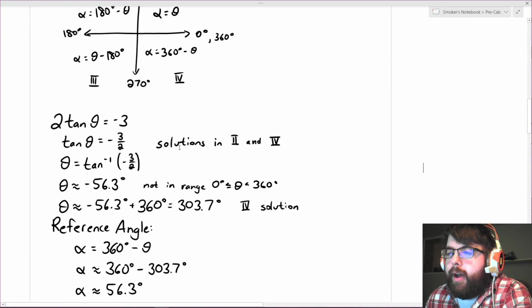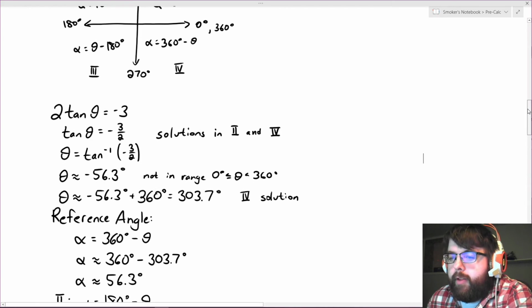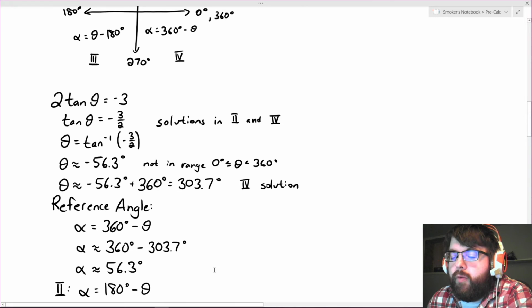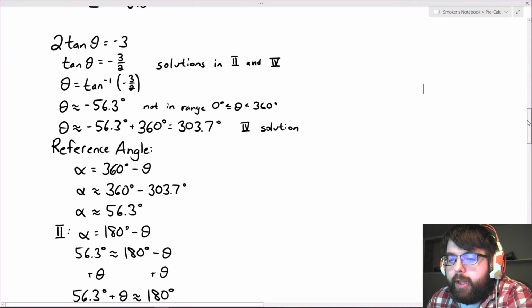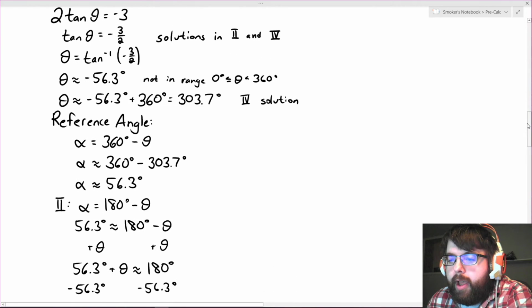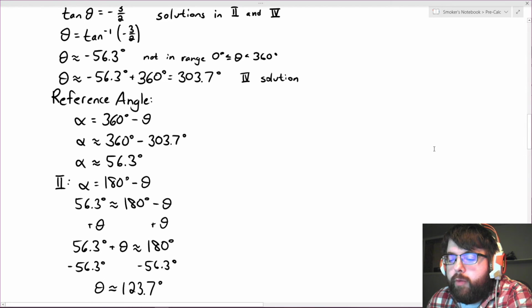I know the solution that I haven't found already is the second quadrant solution. The second quadrant reference angle is alpha equals 180 minus theta. I'm plugging 56.3 in for alpha and solving this for theta. Adding theta to both sides and subtracting 56.3 from both sides, I get 123.7.